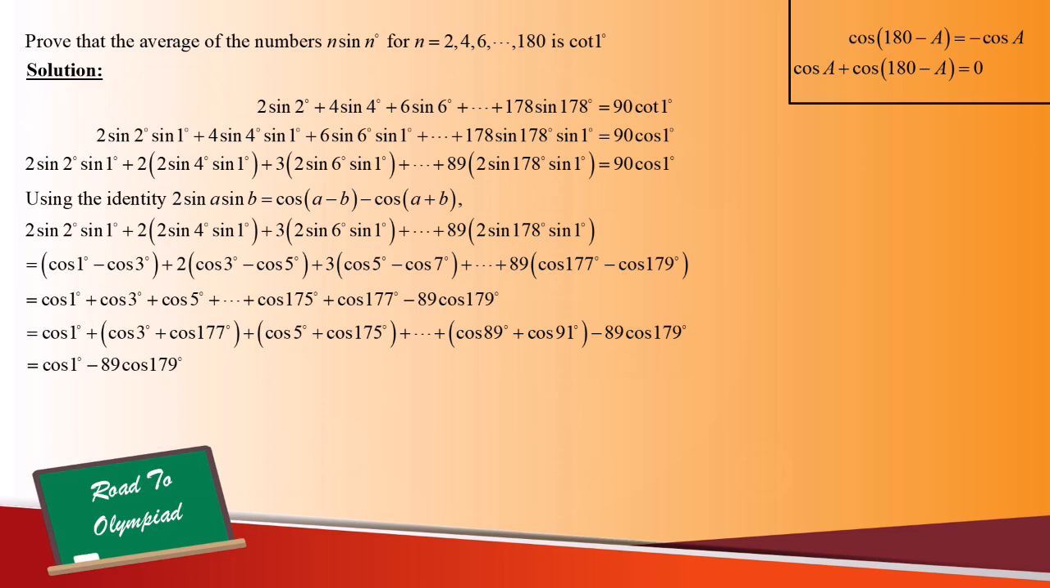Applying the formula one more time, we have cosine of 179 is equal to negative cosine of 1, and thus the expression can be written as cosine of 1 plus 89 cosine of 1, which is equal to 90 cosine of 1 as required. And this marks the end of our solution.